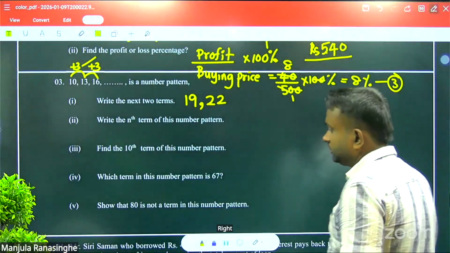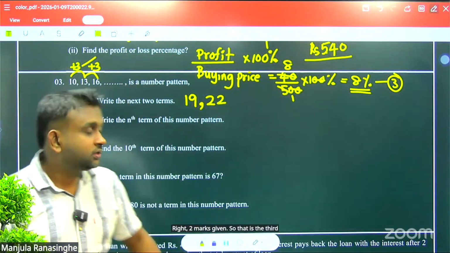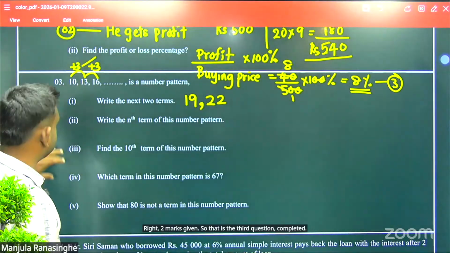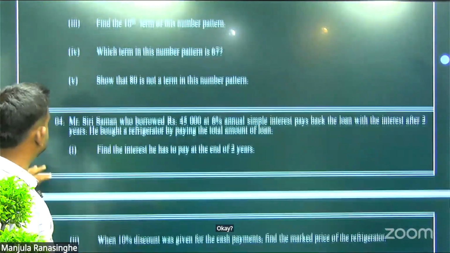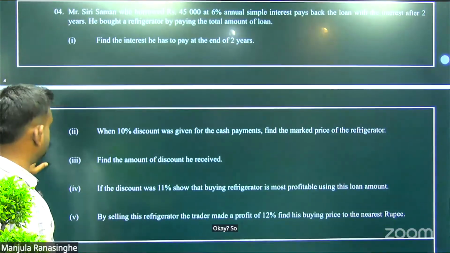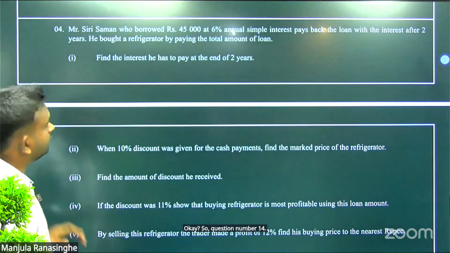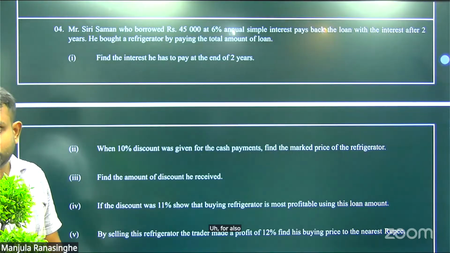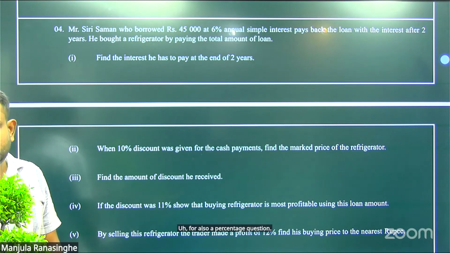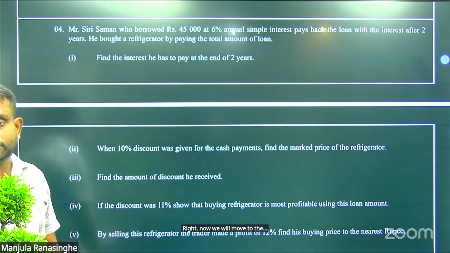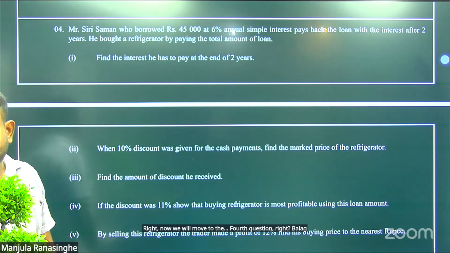Right, 2 marks given. So that is the third question completed. So question number 14, also a percentage question. Right, now we will move to the fourth question. Right, let's look at a percentage question.